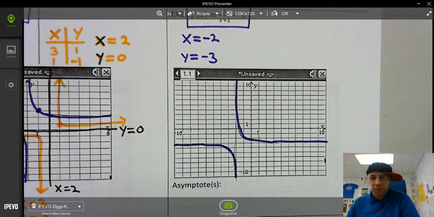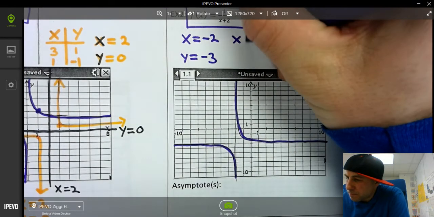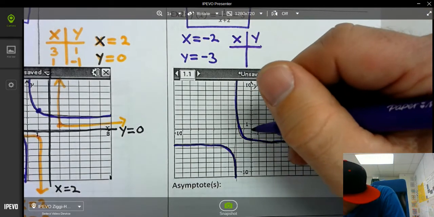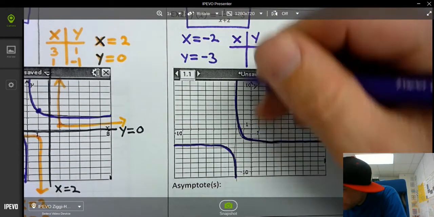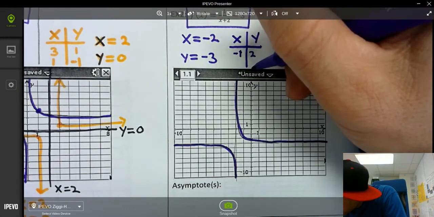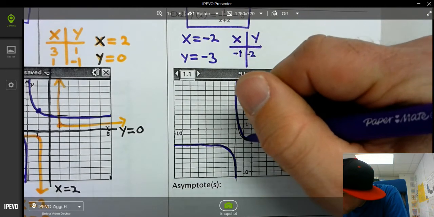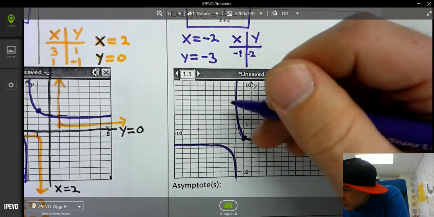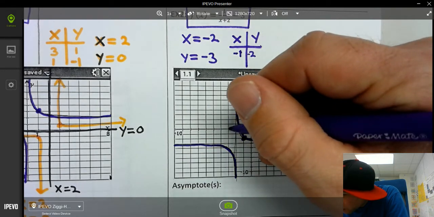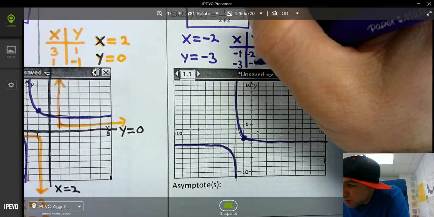Now, we need our points. So it looks like we go left 1, 2. So negative 1, 2 is a point. Ooh, negative 1, negative 2. Almost made a mistake. Okay. And then we go left 1, 2, 3, down 1, 2, 3, 4. So negative 3, negative 4.